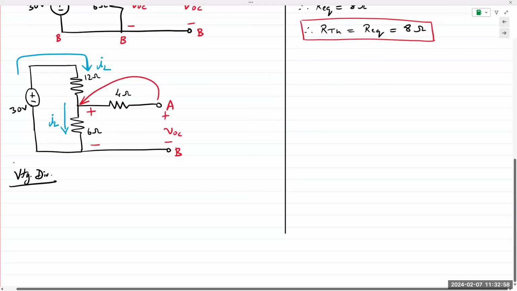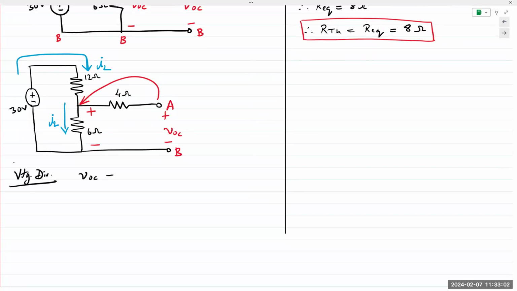From voltage division, I can write that VOC is a fraction of 30 volts, and the fraction is given by 6 divided by 12 plus 6, which gives me 6 over 18, 1/3. 1/3 of 30 is 10 volts. And so my Thevenin voltage for this circuit is 10 volts.